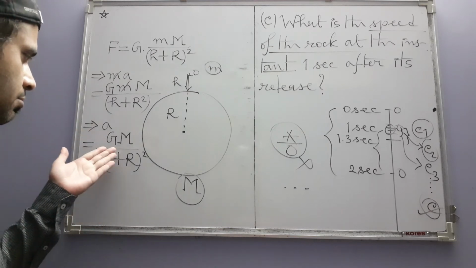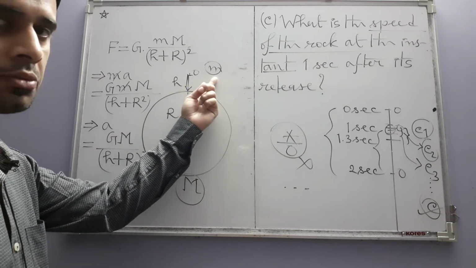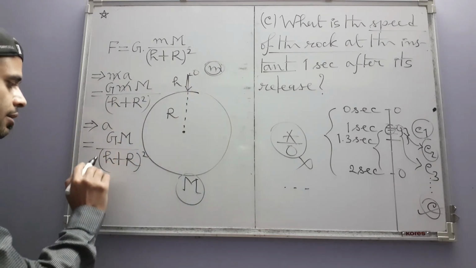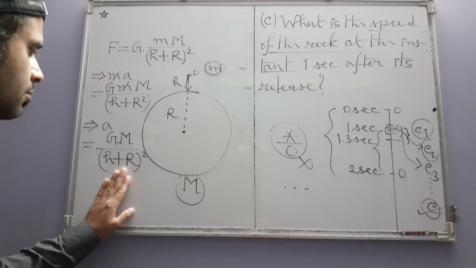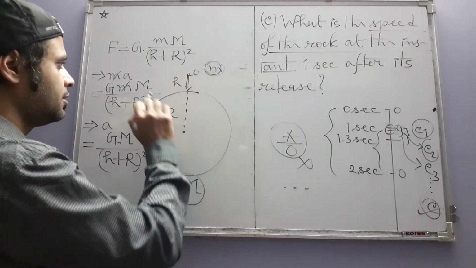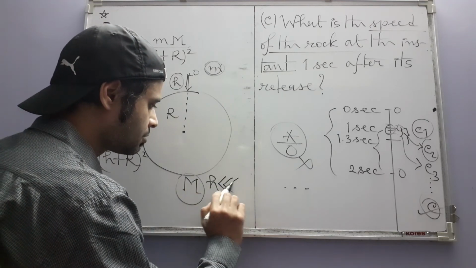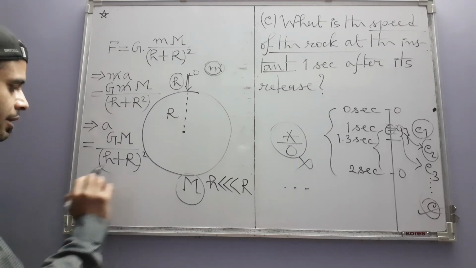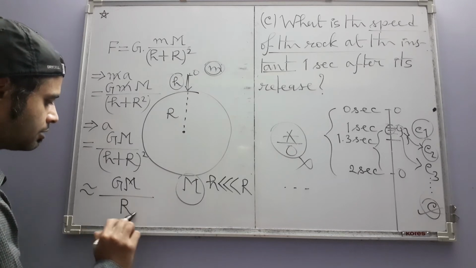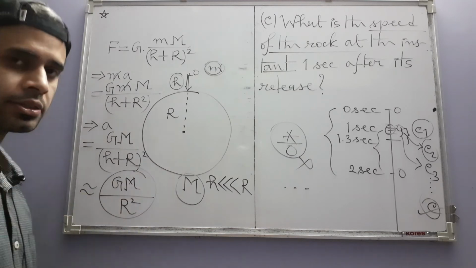Note that in this final relation you don't see the mass of the object. So irrespective of what the mass of the object is, the acceleration seems to be constant. And one more thing, if we take into account the fact that h is extremely small compared to r, then h plus r is as good as r itself. So this is our acceleration due to gravity.